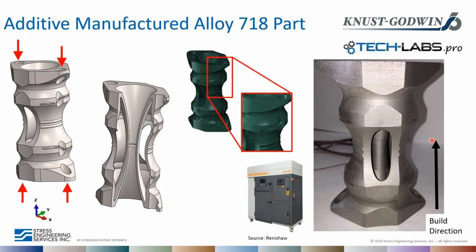So, moving on to another example of a difficult to model or difficult to test component. This example is an additively manufactured alloy 718 part that has a lot of complex geometries, kind of a converging and diverging nozzle with lots of cutouts and different geometrical features. And this was 3D printed on a Renishaw machine by our friends at Kunst Godwin and Tech Labs. They did a really great job of making this part for us so that we can test it and get some data out of it.